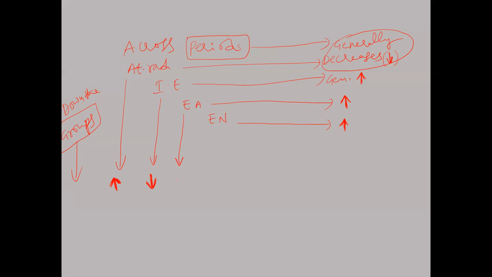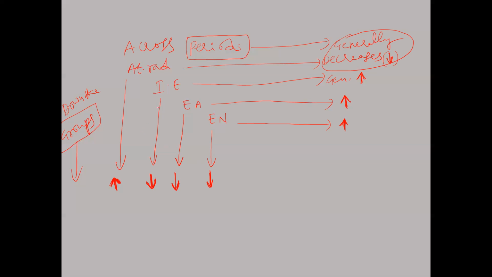And what about electron affinity, electron gain enthalpy? Will it increase or decrease? It will decrease, because atomic radius is increasing from top to bottom. Therefore, ionization energy decreases, electron affinity decreases, and also electronegativity decreases. Electronegativity also will decrease from top to bottom in the group.